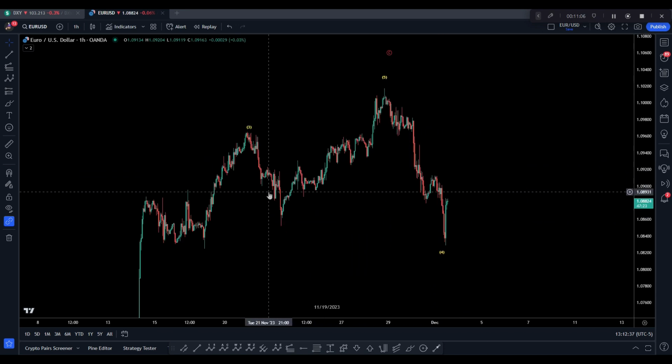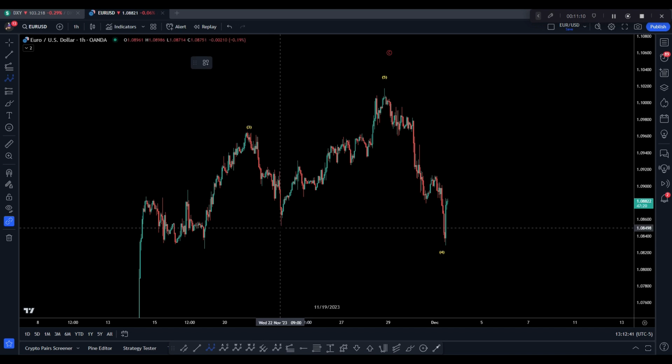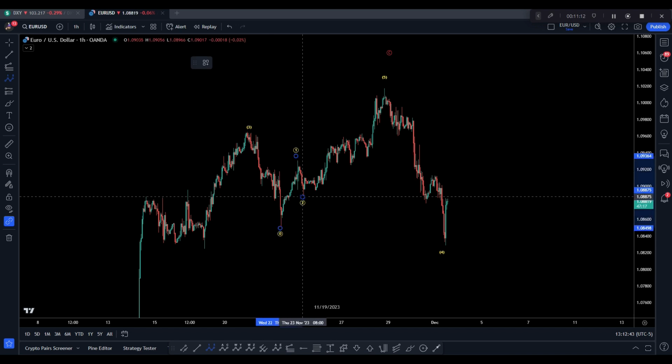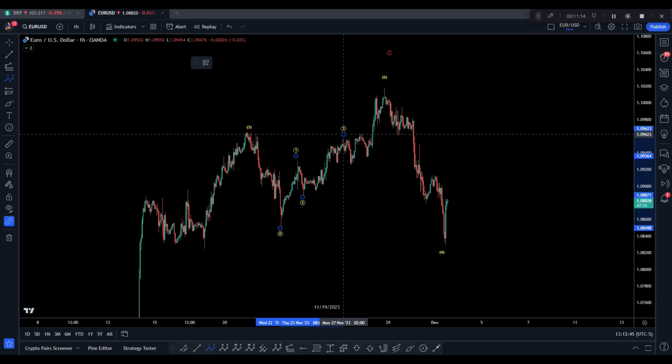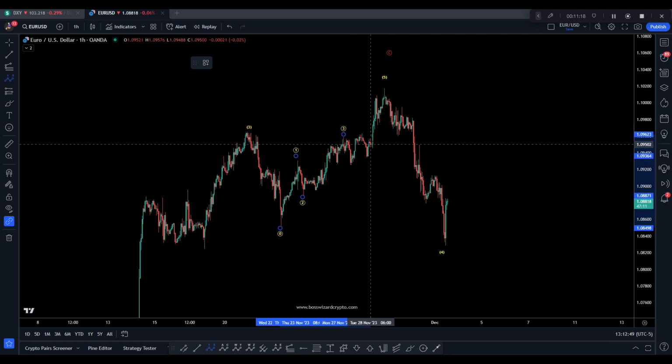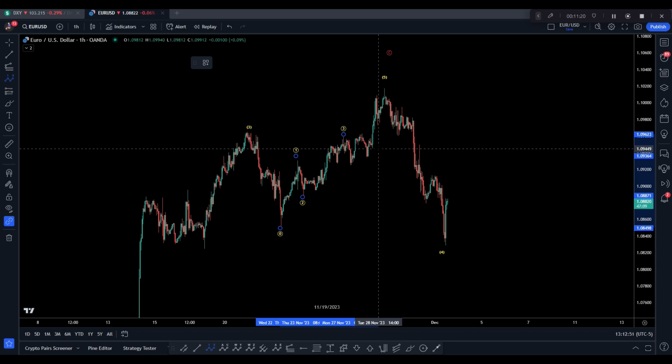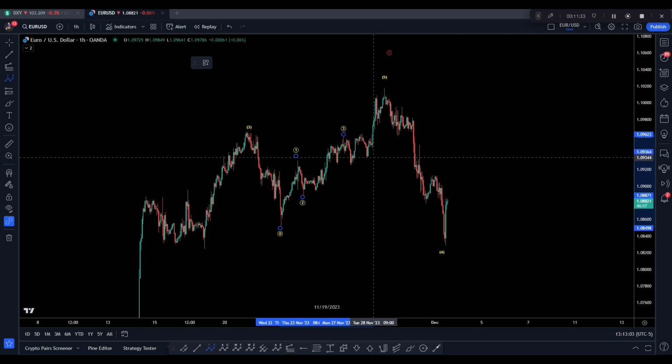If we really zoom into it, if I had to count it, it looks like an impulse to me. Got 1, 2, 1, 2, 3, 4, 5, 3. This looks like, what we got here? Either a triangle. No, it can't be a triangle. A, B, C. Yeah, I can. Triangle, or it's a flat, right? So you'd have your 4 here and your 5 here.